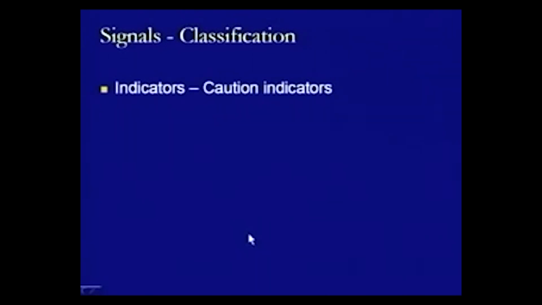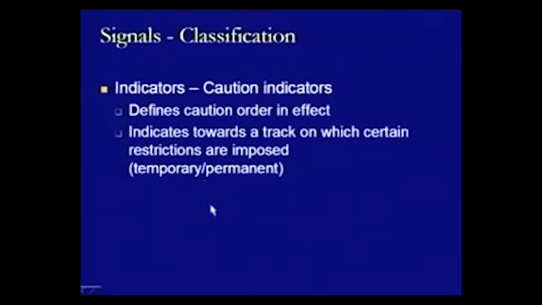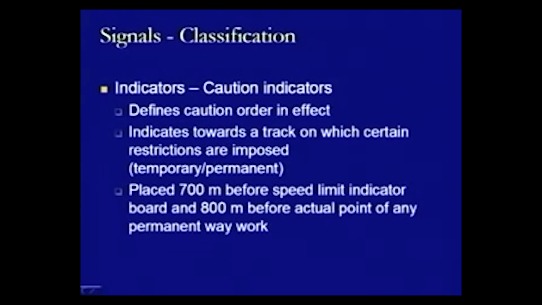Then we have the caution indicators. The caution indicators define that a caution order is in effect, that is, what type of caution order is being given, whether it is a restricted condition of speed, then we have to restrict it, or if it is something else, then we have to look at that type of caution. But these cautions or restrictions may be temporary or they may be permanent in nature. It is not necessary that they are permanent all the time, and not necessarily that these restrictions are imposed on all the tracks which are laid side by side. Sometimes they are imposed on some of the tracks and the other tracks are not imposed with any restriction.